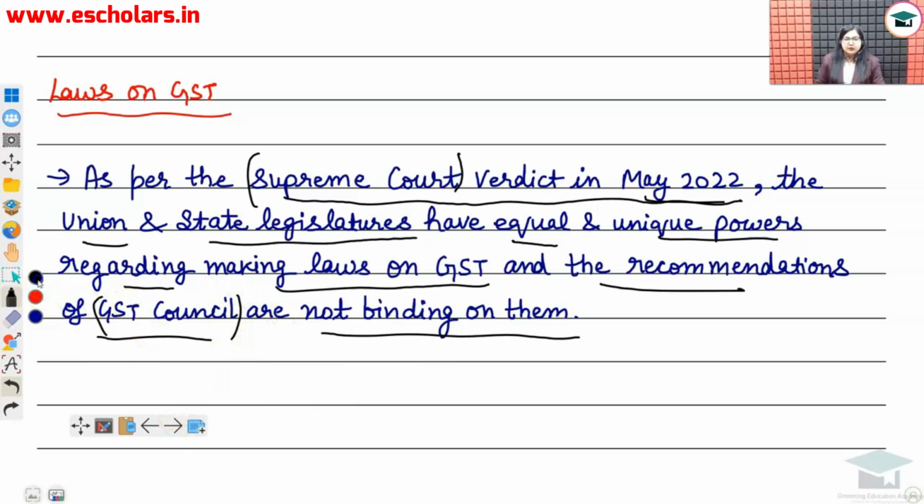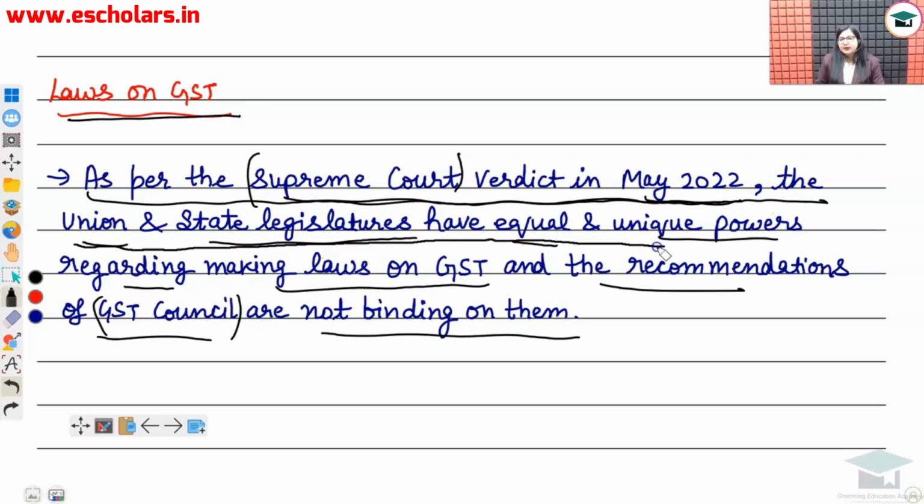Okay, so let's recall it. Laws on GST. As per the Supreme Court verdict in May 2022, the union and state legislatures have equal and unique powers regarding making laws on GST, and the recommendations of the GST Council are not binding on them.